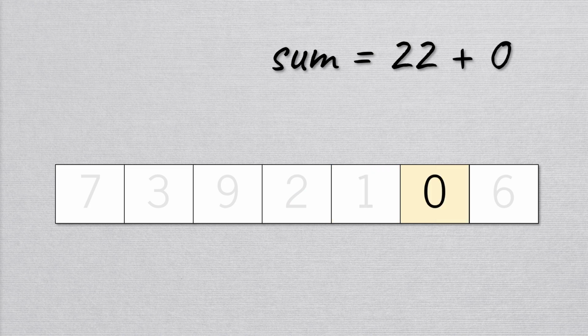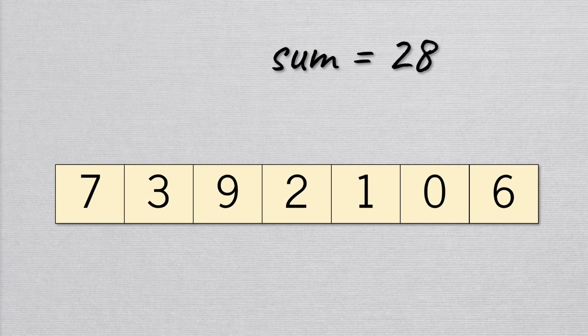And even though the second to last value is 0 and won't change the value in sum, we still want to go through that same process. So we add 0 to the existing sum of 22 and end up with 22. And last, we add 6 to 22, which changes sum to 28. And with that, we've looked at every element in the array and calculated the sum of all values to be 28.